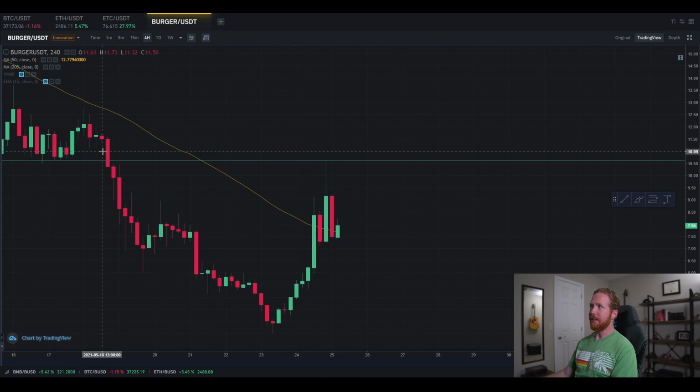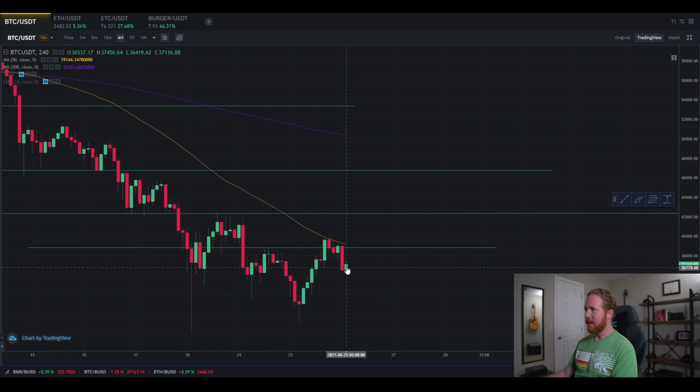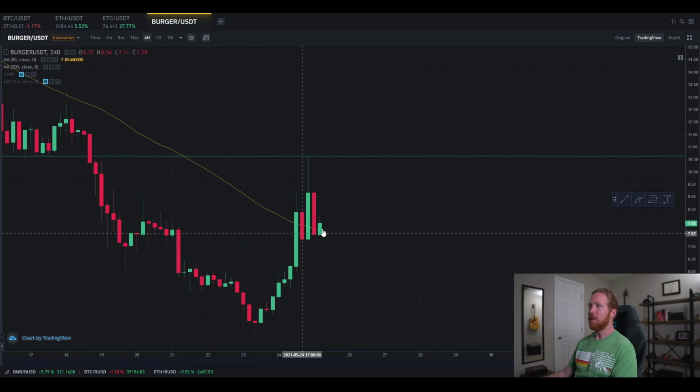If Bitcoin can just go horizontal for a little while longer, then we're going to see another breakout from Burger. This correction is likely because of the fact that Bitcoin came back down a decent percent here. And it went down about 2,000, 2,500 in 4 hours. So that's expected to see here. Again, Burger is independent from Bitcoin to an extent, but it's also reliant on it as well, right?